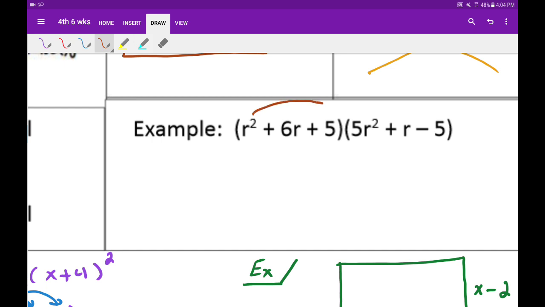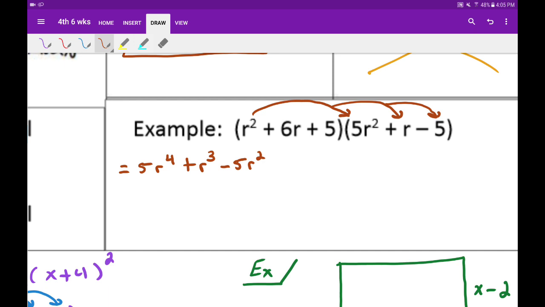So r squared times 5r squared, we get 5r to the fourth. So remember those powers, we need to add those. Okay, then we take the r squared and multiply it by r, so we get plus r cubed, and then r squared times -5, which is -5r squared.